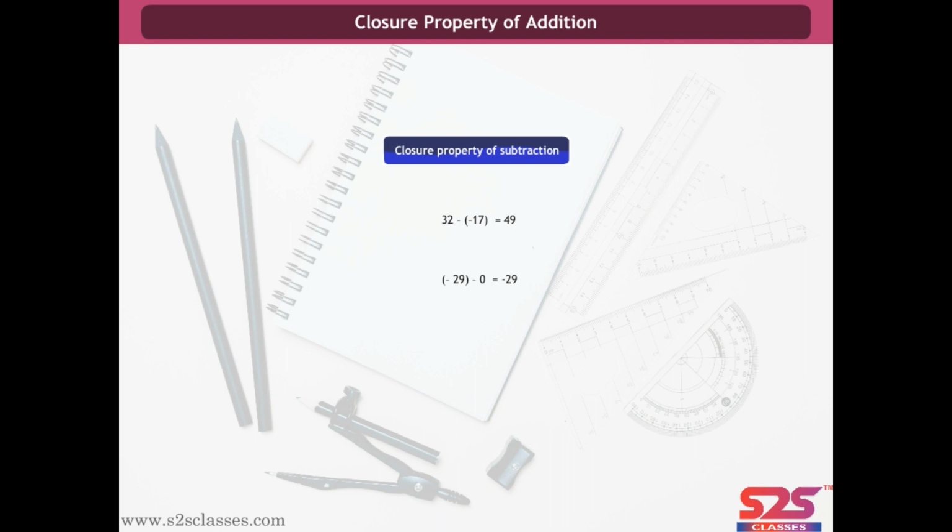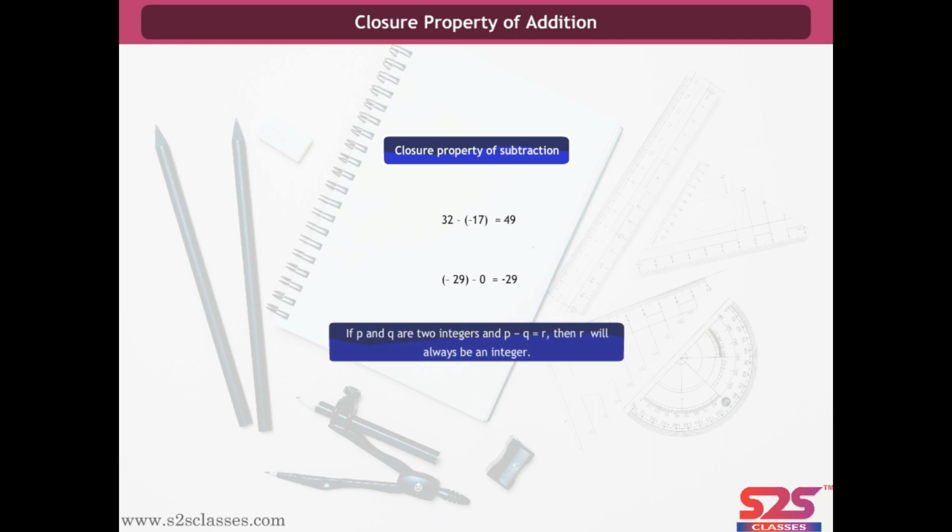Thus, according to the closure property of subtraction, if p and q are two integers and p minus q is equal to r, then r will always be an integer. Thus, we can say that integers are closed under subtraction also.